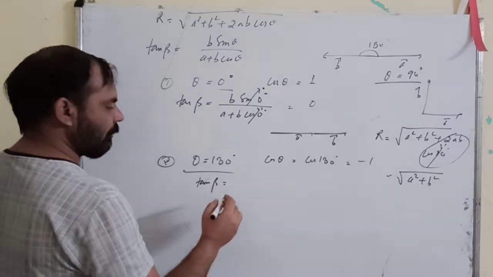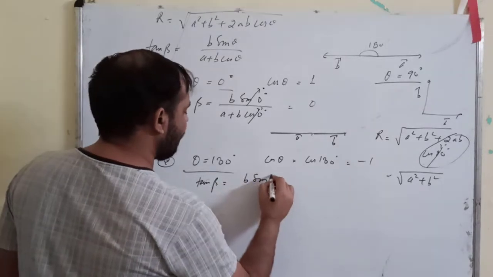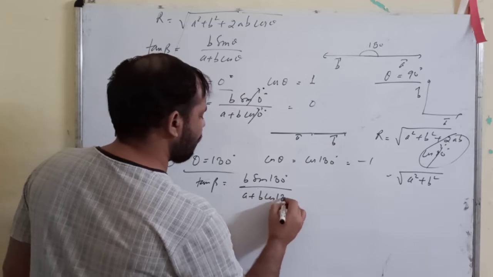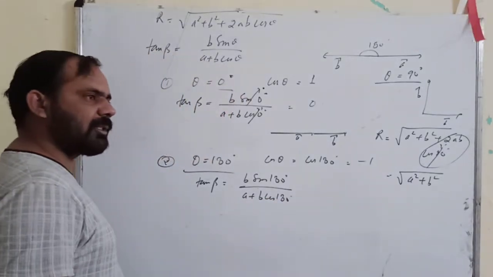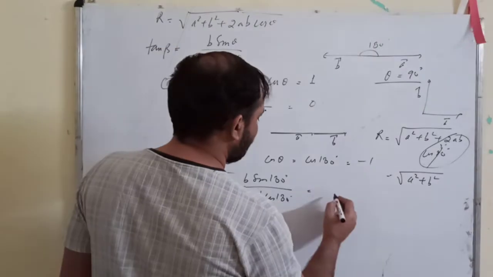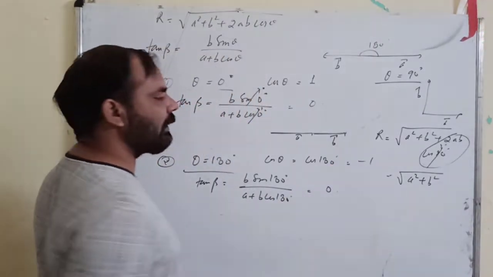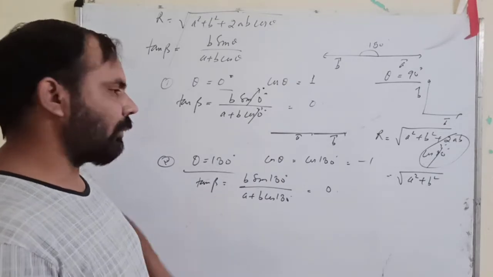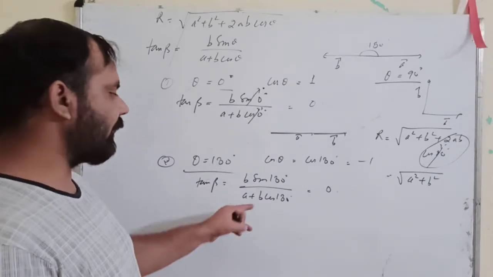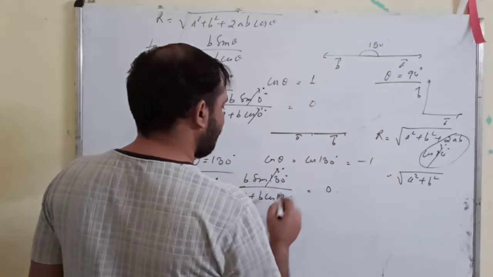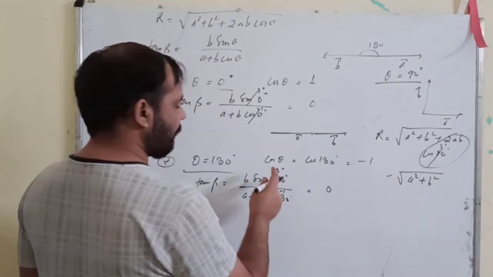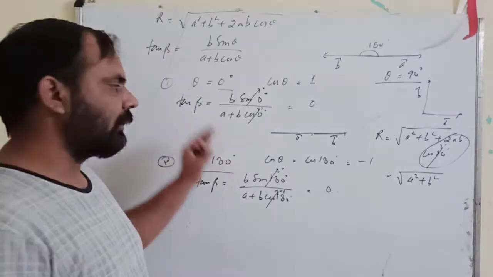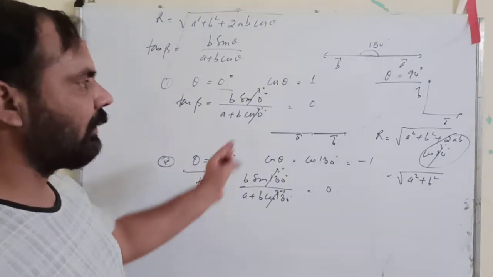If suppose you have 180 degrees, then how much will be tan beta? Tan beta is equal to b sine 180 upon a plus b cos 180. Now how much is sine 180? It is 0. So your angle is 0 again. So the angle the resultant will make with a is 0. And cos 180 is minus 1. But 0 into b will be 0, and 0 upon anything will be 0. So the resultant will be along the direction of a.